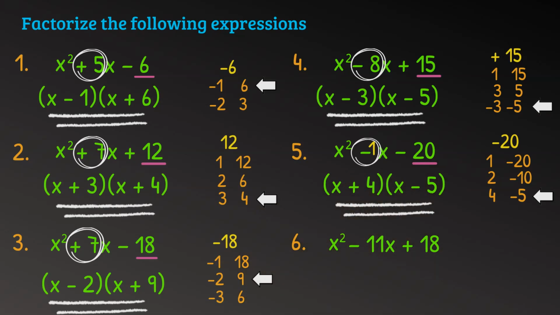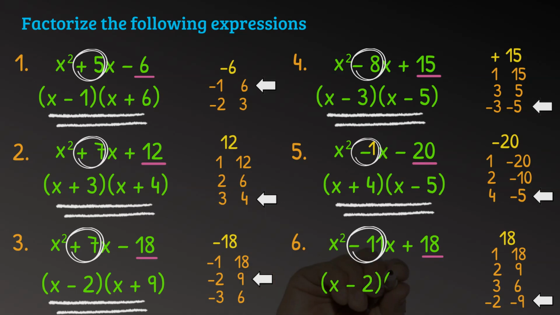In number 6, we need two numbers to multiply together to give us 18. And these include 1 times 18, 2 times 9, and 3 times 6. However, we also need them to add up to give us -11. Now you could see that 2 plus 9 would give us +11, therefore -2 plus -9 would give us -11, and they also multiply together to give us +18. So our answer is x minus 2 times x minus 9.